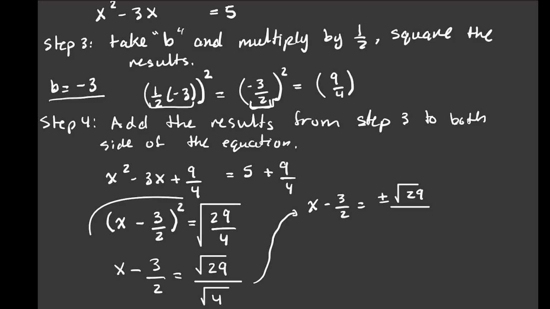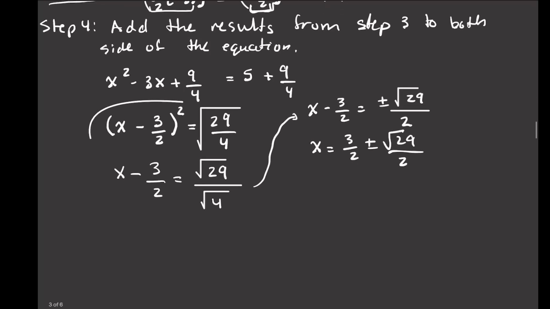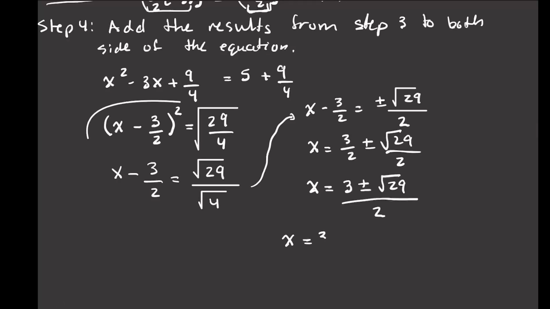Now the square root of 4 is 2. My next step is adding the 3/2 to both sides. That gives me 3/2 plus or minus square root of 29 over 2. Since I have the same denominators, I can just add the numerators. So x is equal to (3 plus or minus square root of 29) over 2. I can separate these solutions and obtain x is equal to (3 plus square root of 29)/2, and x is equal to (3 minus square root of 29)/2. And these are the x-intercepts of this function.